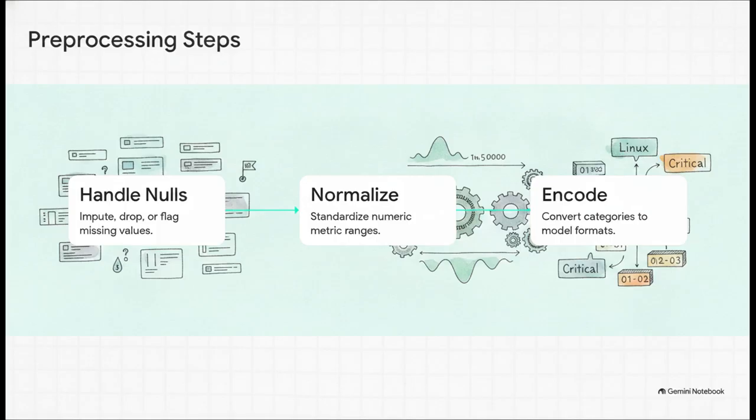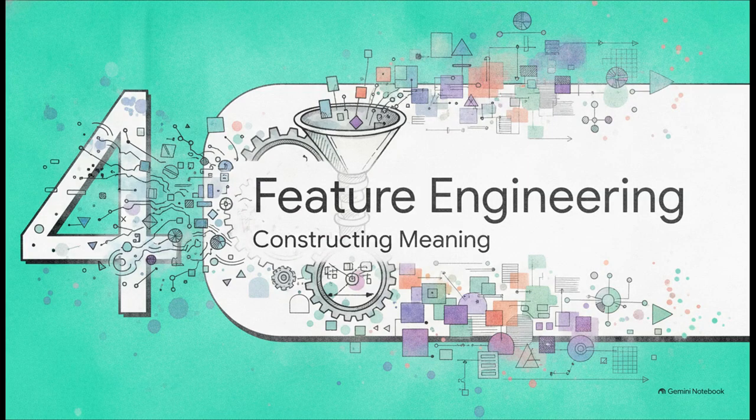And third, you encode categorical fields. A machine learning model doesn't know what Linux or Windows or severity level critical actually means. You have to convert those text strings into model-readable numeric formats. Which brings us nicely to Section 4, Feature Engineering Basics.